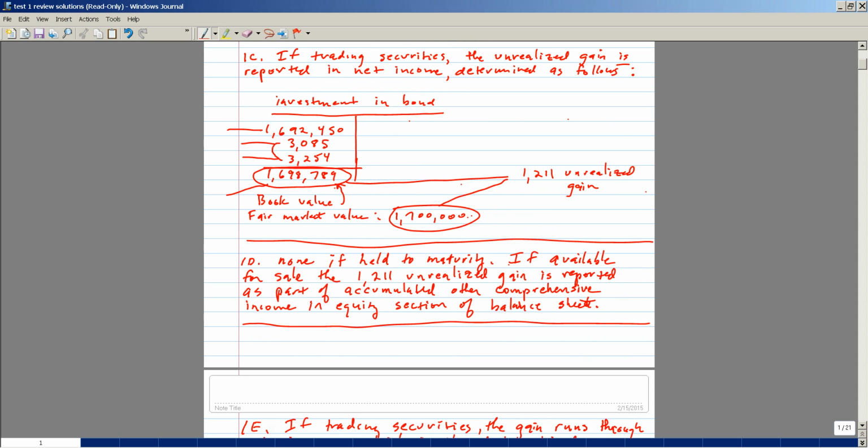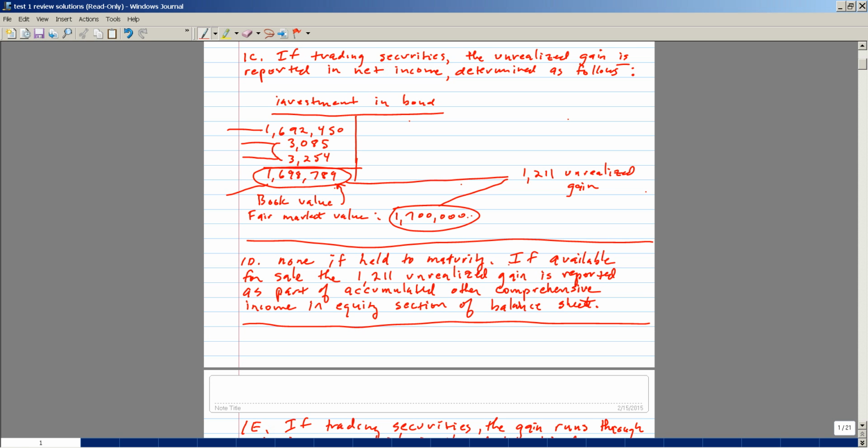Okay, part D of the problem asks what we would report as part of accumulated other comprehensive income on the 12/31/2015 balance sheet if the bonds are classified as held to maturity. If the bonds are classified as held to maturity, there would be no unrealized gain or loss reported as a part of accumulated other comprehensive income, because for held to maturity bonds, the bonds are simply reported and accounted for based on amortized cost. We essentially ignore fair market value if they're held to maturity.